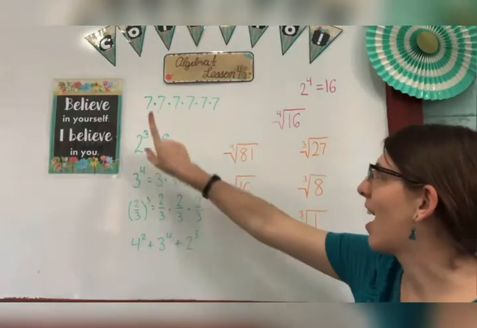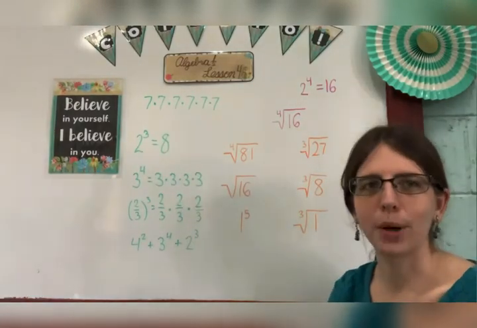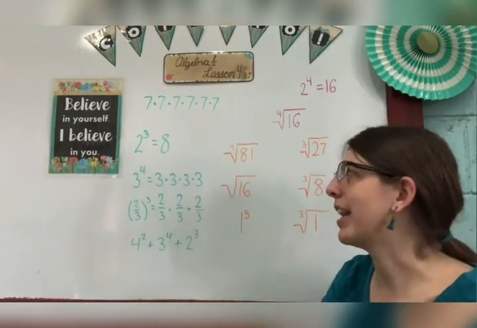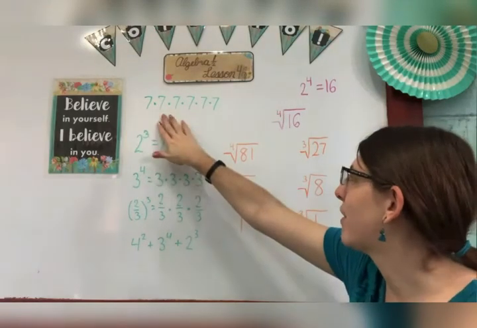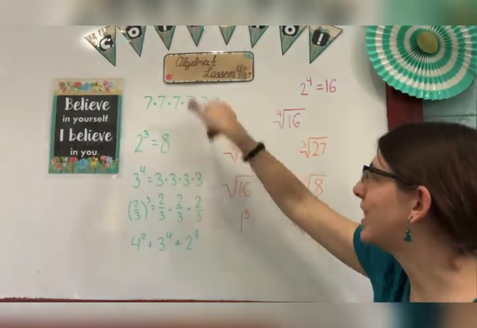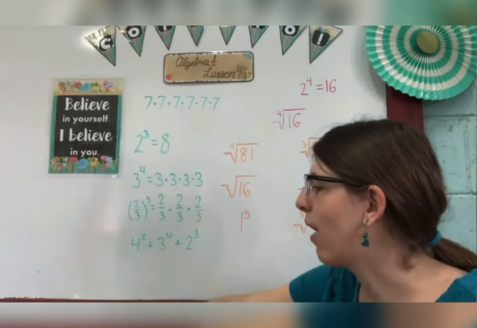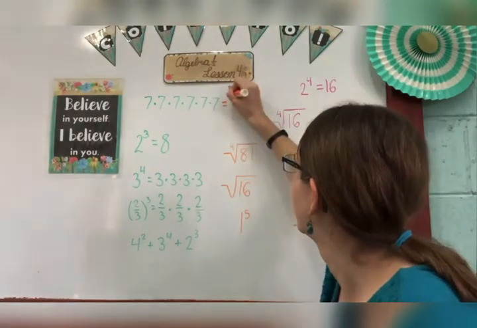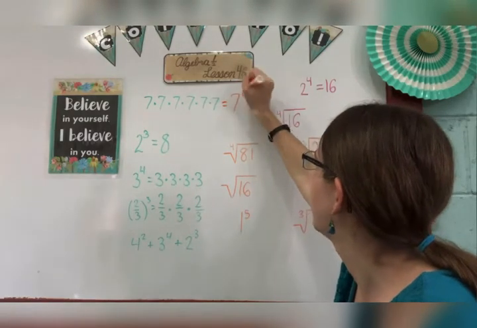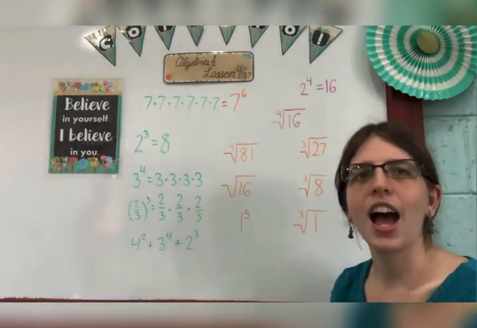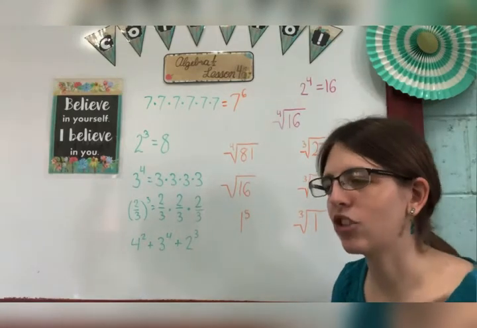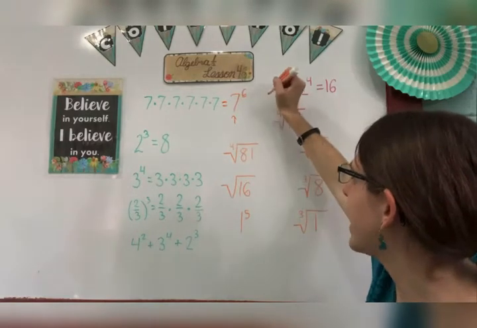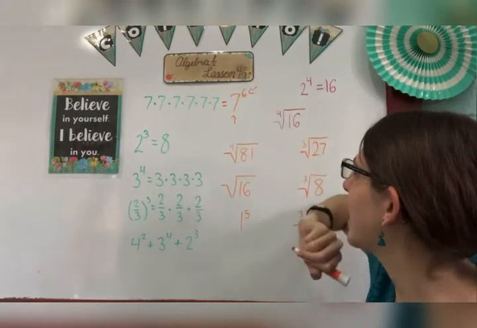Let's say that I want to multiply a number by itself a bunch of times. Well, there's a shorter way to write it. So instead of writing out 7 times 7, 1, 2, 3, 4, 5, 6 times, I can write it like this: 7 being multiplied 6 times. I call this an exponent, or an exponential expression. So here, the 7 is my base. The 6 is the exponent.